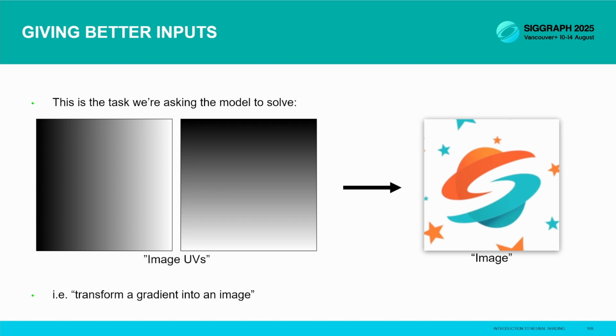And we can get some insight into what's going on by thinking a bit more deeply about the problem that we're asking the network to solve. We want it to act like a texture, meaning that we feed it UV coordinates and we ask to get the texture color out. And if you visualize this over the whole space of the texture, essentially what we're doing is we're giving it two image gradients going from black to white for U and V, and we're asking it to turn that into the image on the right.